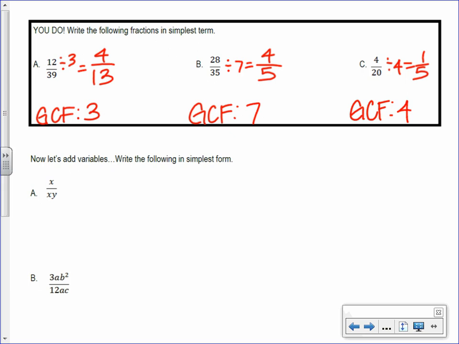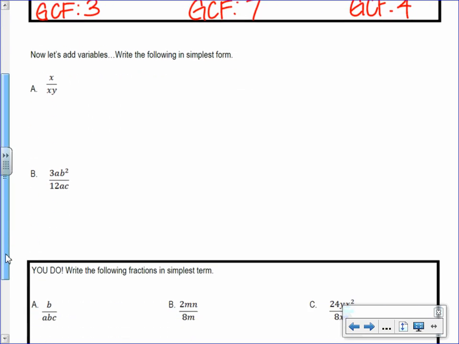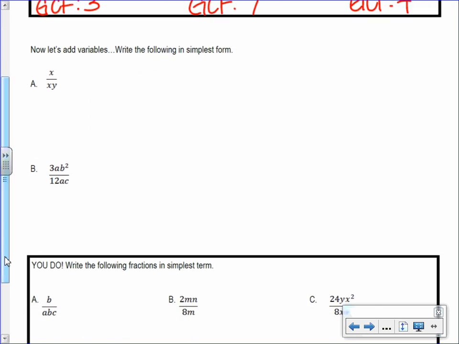Okay, let's get into the algebra version of this. All right, here we go. This is the algebra version. You are doing things the exact same way. So what I do is I split it into each little section. So I split it into numbers, variables, variables. So if there's an x and a y, I split it like that.